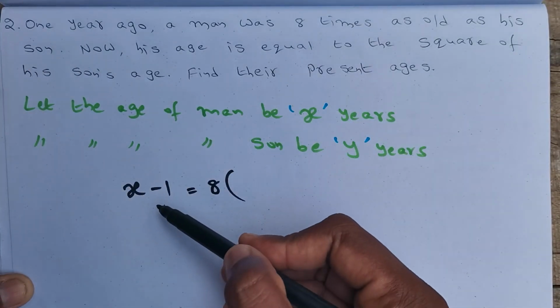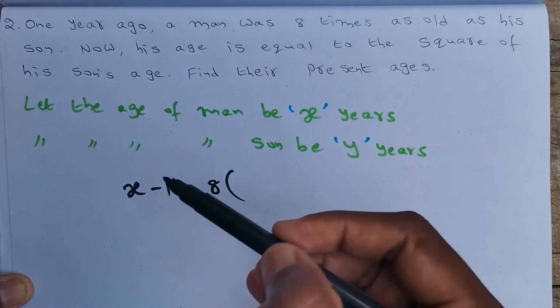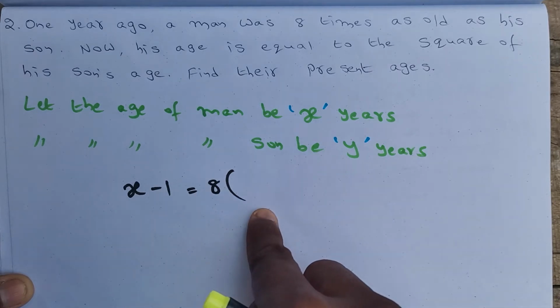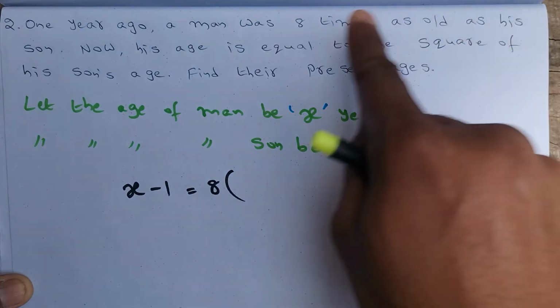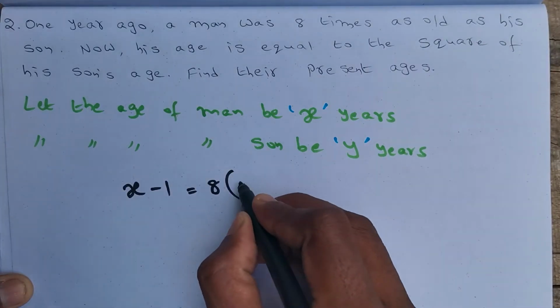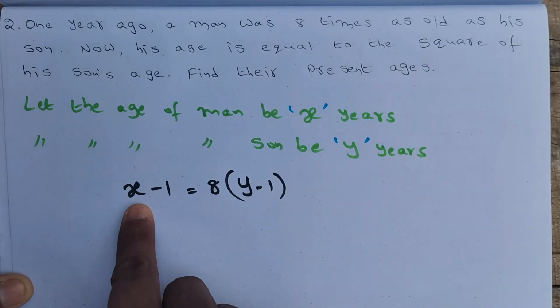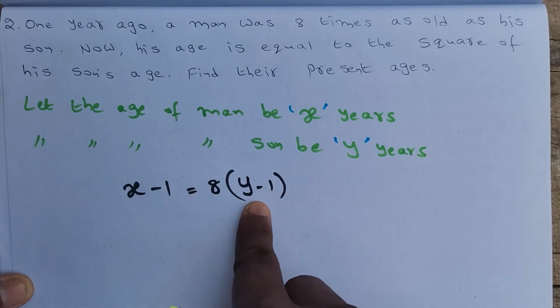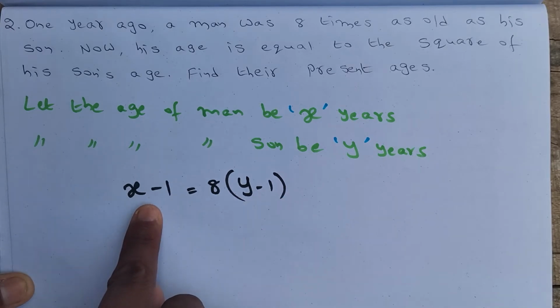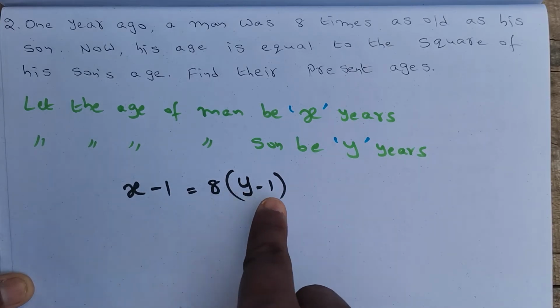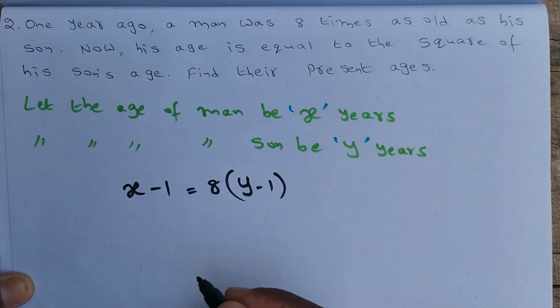If he mentioned about 1 year ago, then obviously son also 1 year ago only, unless he mentioned otherwise. 8 times as old as his son, so 8 times his son will be y minus 1. X is the present age of the person, 1 year ago x minus 1. Y is the present age of son, 1 year ago y minus 1. This person's age is 8 times the age of son when 1 year ago. Now let us solve it then.